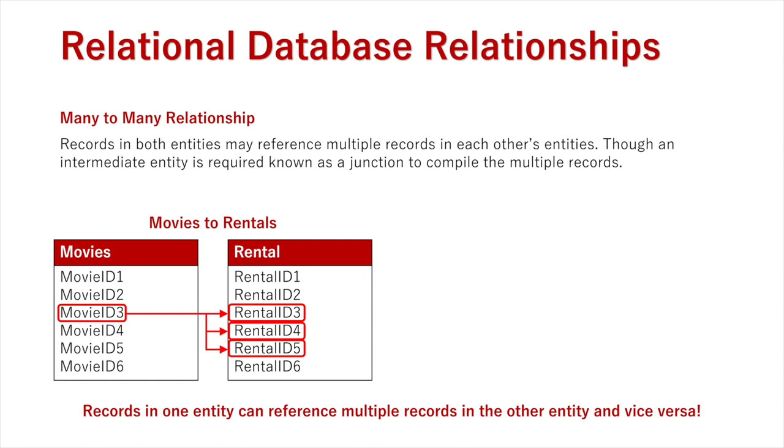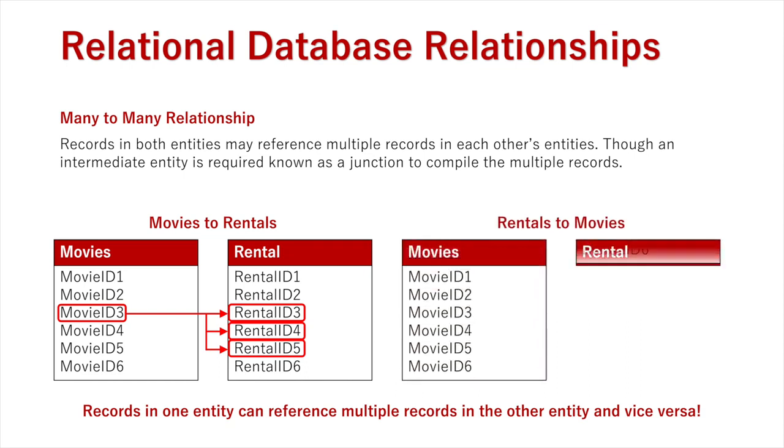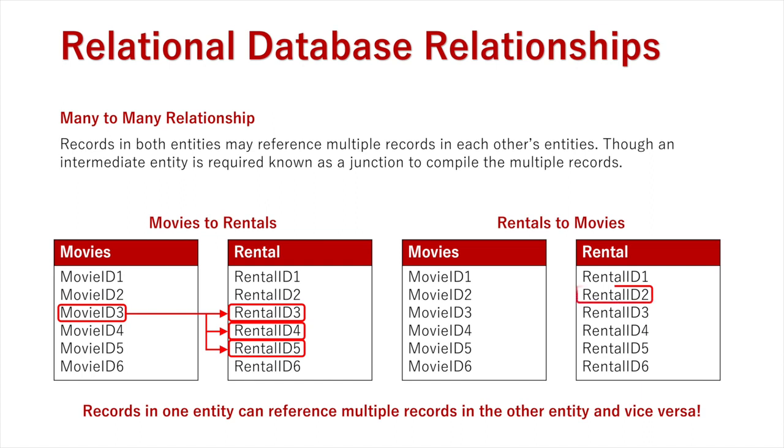But it's exactly the same on the flip side, from rental IDs to movies, and this is why we had to have the junction. Going back the exact opposite way, rental ID 2 might have involved movie ID 2 and movie ID 3. Both those movies were rented during that rental. And rental ID 3 could reference movie ID 2 and movie ID 3 as well, but also movie ID 4 and movie ID 5. So both entities can reference multiple records in the other entity, thus establishing their many-to-many relationship.